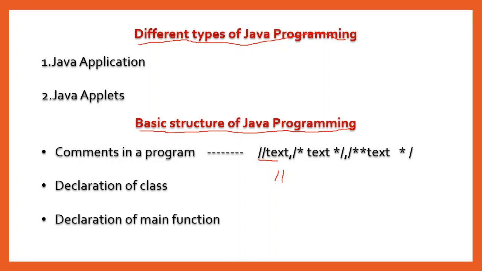If you want to write only a one line comment in your program, then you write two slashes followed by one statement. Suppose there is a program which is used to calculate the addition of two numbers. Then you can make a comment like this to represent a single line comment. If you write two slashes, you can write a comment in a single line. Here you can write: program to find addition of two numbers.